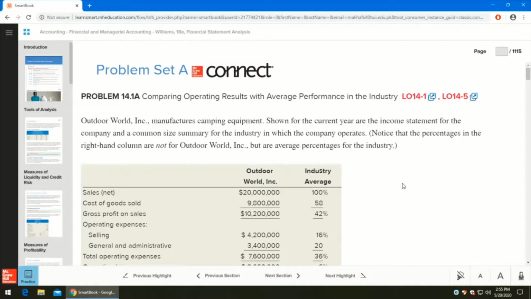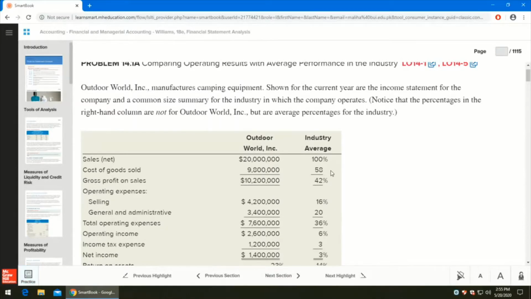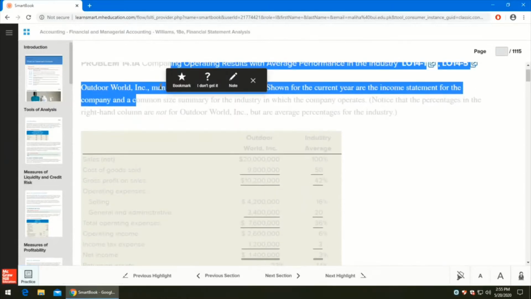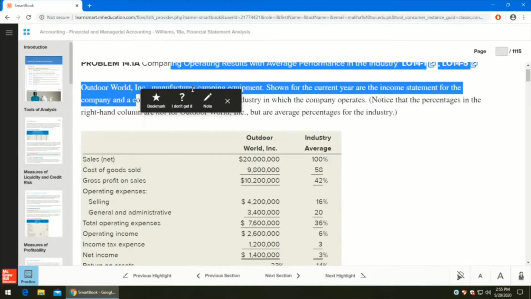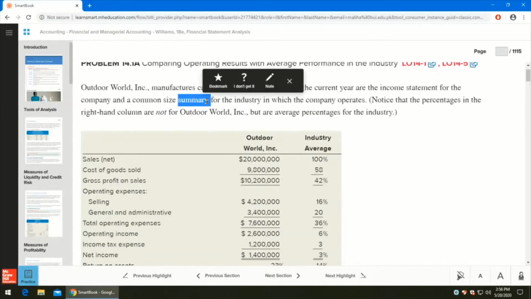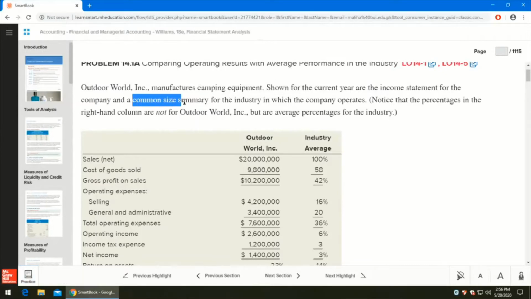So in this case, you have a cash flow. Steady cash flow is very important. Now they've given you, as you can see, this is my arrow now, this is the industrial average, which is 100%, meaning that you are dividing, because this is going to be a vertical analysis in a way. And this is a common size summary. So I'm just going to highlight this. Now as you can see, this is a common size summary for the industry, right?